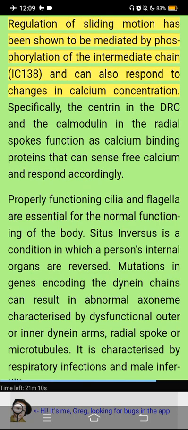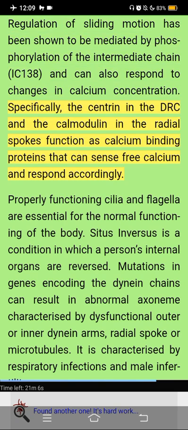Regulation of sliding motion has been shown to be mediated by phosphorylation of the intermediate chain IC138 and can also respond to changes in calcium concentration. Specifically, the centrin in the DRC and the calmodulin in the radial spokes function as calcium-binding proteins that can sense free calcium and respond accordingly.